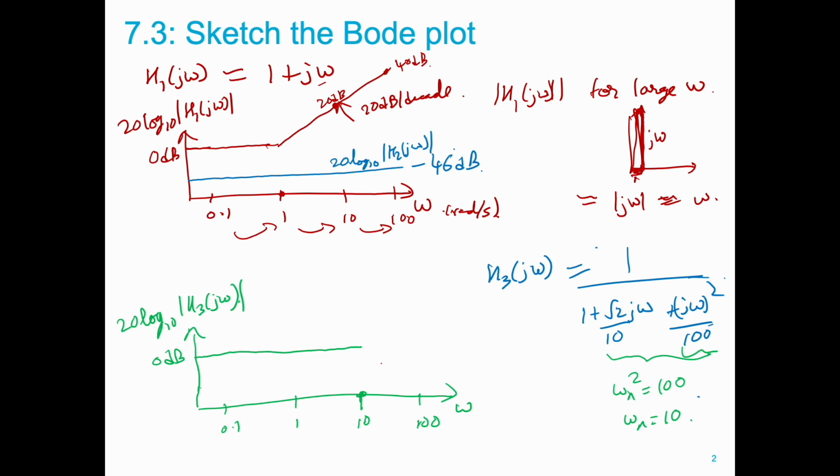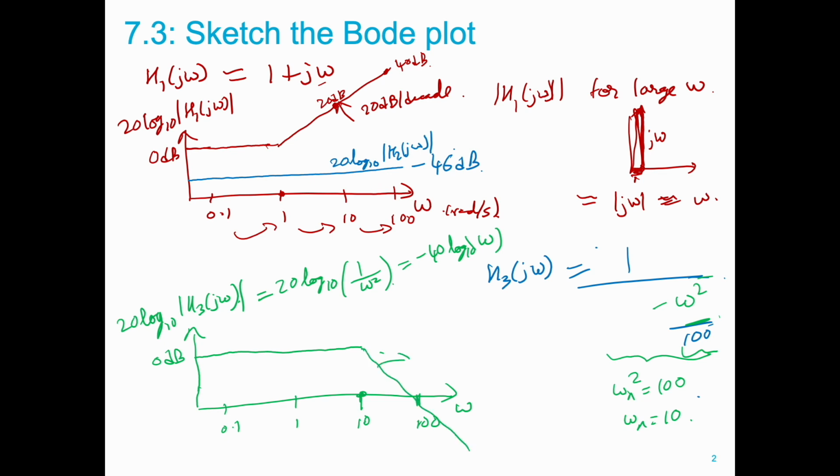Now, when omega is extremely large, we are looking at the asymptotic case. When omega is large, you can ignore the first order term, because we've got a second order term, and you can also ignore the 1 for large omega. And what is this equal to? It's equal to minus omega square. And what is 20 log to the base 10 of 1 over minus omega square with the mod? This should be equal to 20 log to the base 10 of 1 over omega square, and this is equal to minus 40 log to the base 10 of omega. So this represents a straight line that goes down with a slope of minus 40 decibels per decade.